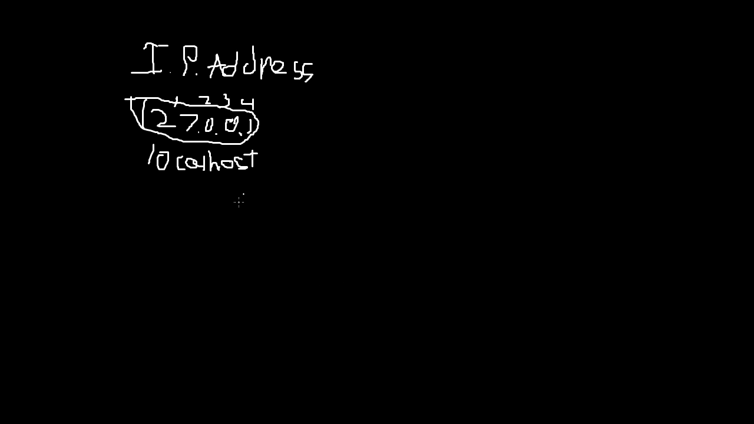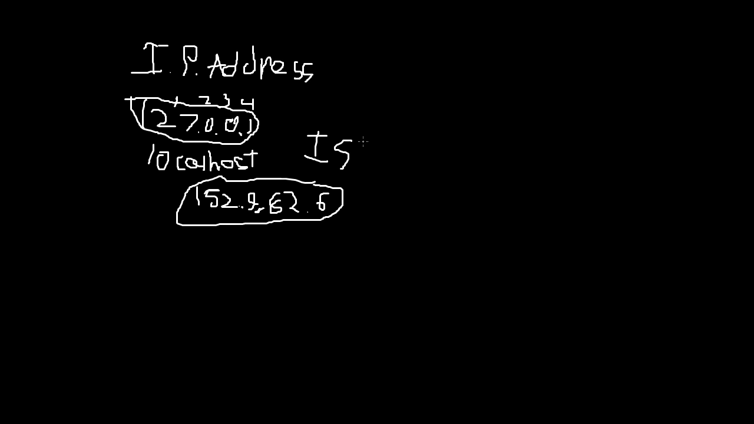If you had an IP address like 152.9.826, that IP address is unique to your network. That will lead to your router or to your computer directly if you do not have a router. And these IP addresses are actually dished out by your internet service provider, or what most people will call it, an ISP, short for internet service provider.